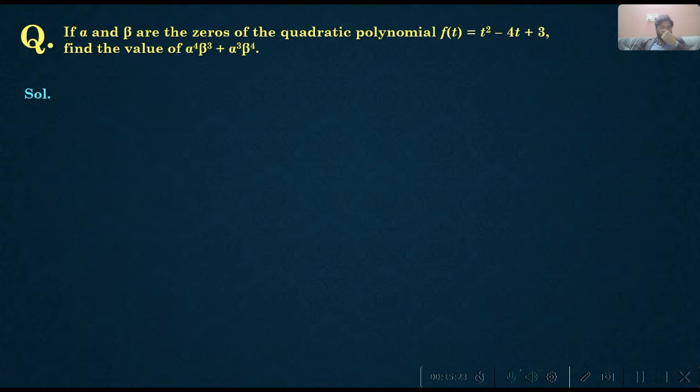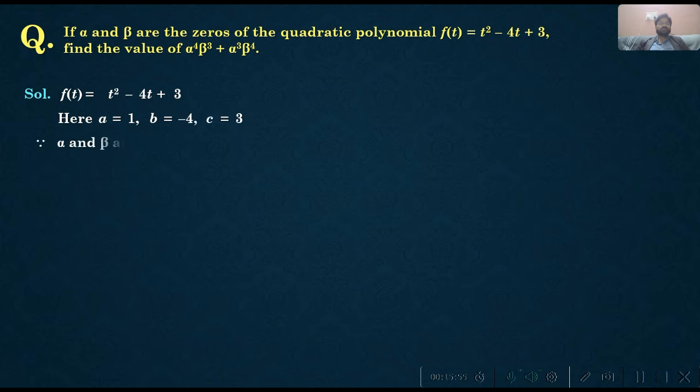Now last question, a very important question, understand this carefully. If alpha and beta are the zeros of the quadratic polynomial f(t) is equals to t square minus 4t plus 3, find the value of alpha to the power 4 beta cube plus alpha cube beta to the power 4. So we know that we have the equation t squared minus 4t plus 3. Here a is 1, b is minus 4, and c is 3. So alpha and beta are the zeros. So alpha plus beta is equal to minus b by a. So b is minus 4 upon a is 1.